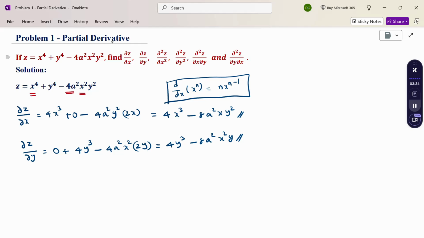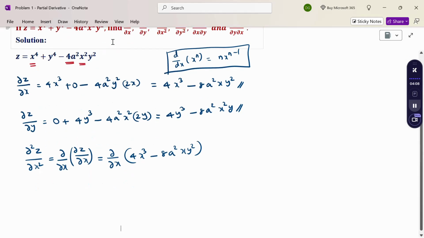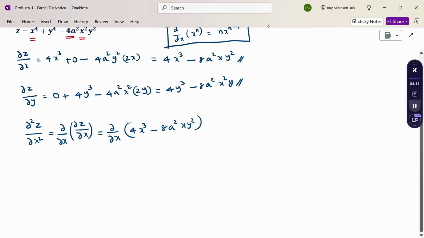And then the next one; the first two are completed. Now what is the next one? ∂²z/∂x². This is a second order derivative. So what is the meaning of this? We consider ∂z/∂x as a function, and take the partial derivative of this function with respect to x. So now substitute the value of ∂z/∂x, which is 4x³ − 8a²xy². Just substitute the ∂z/∂x value.